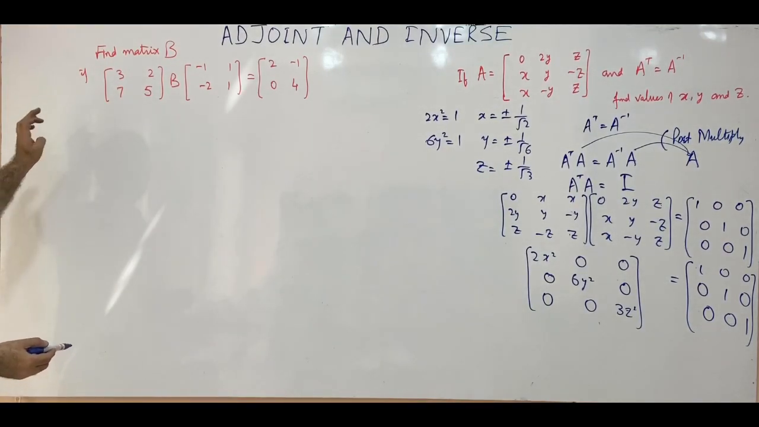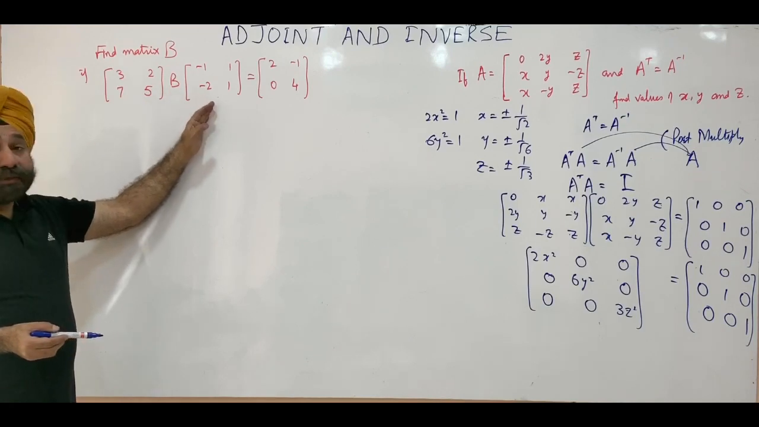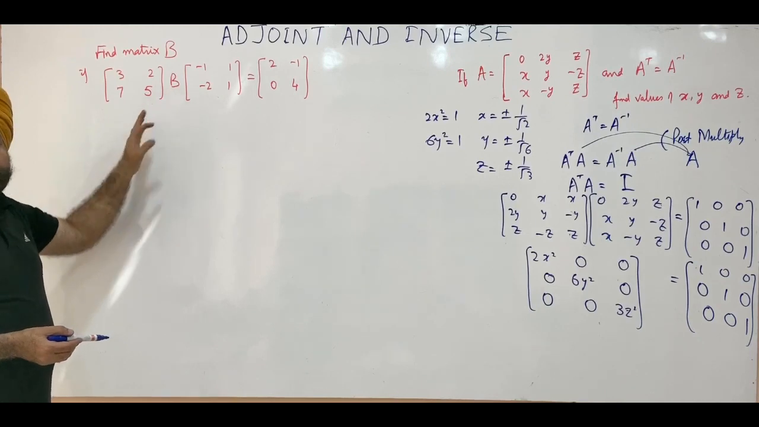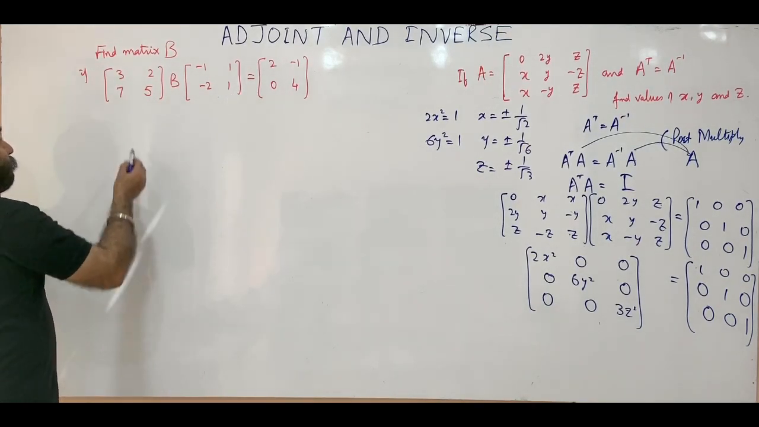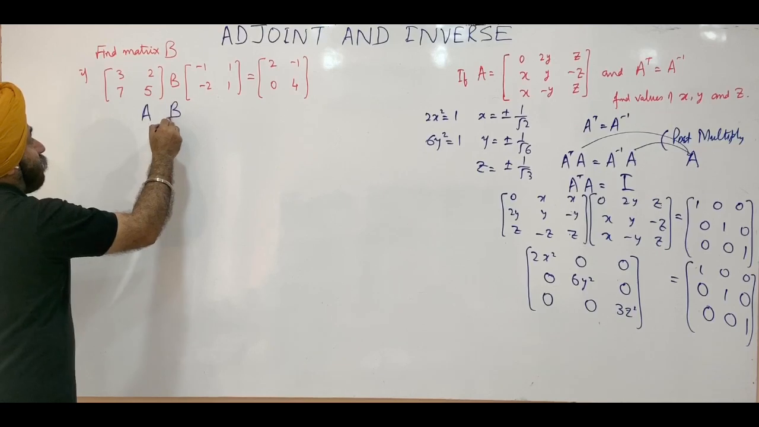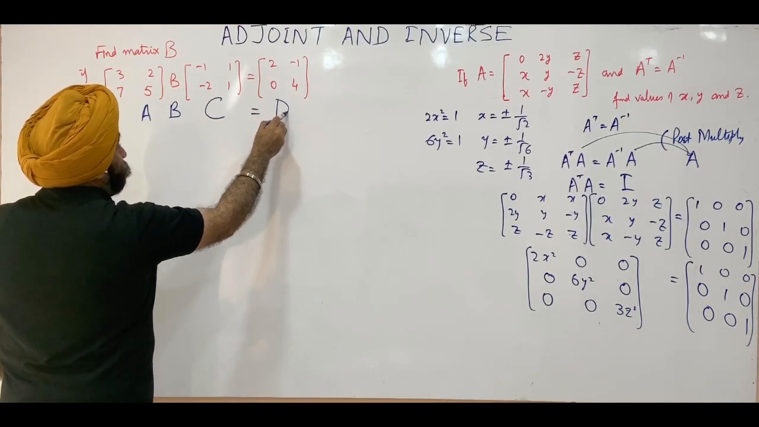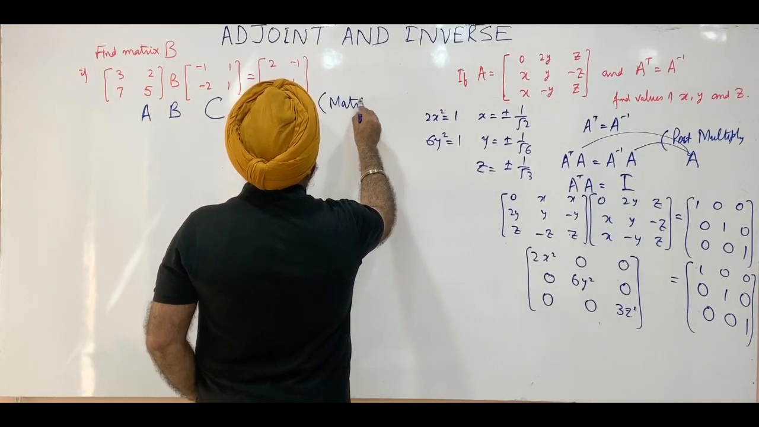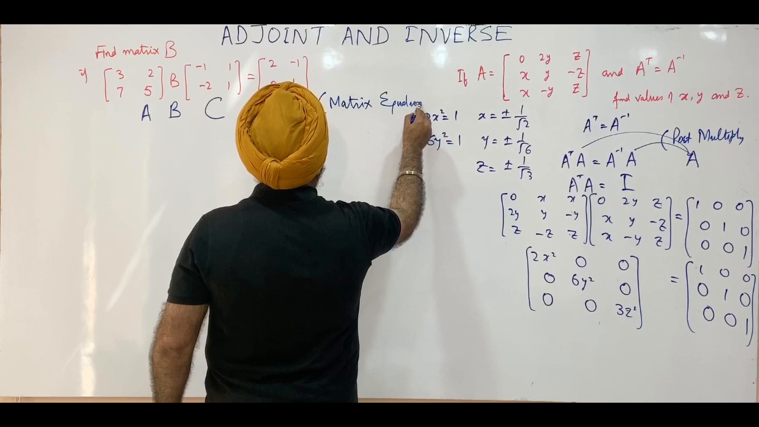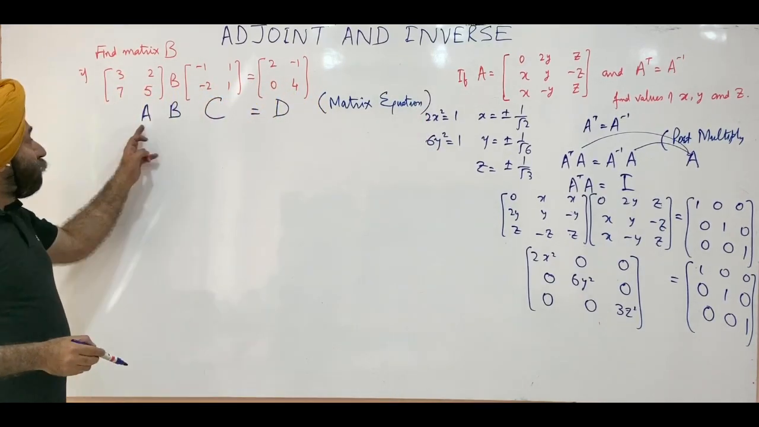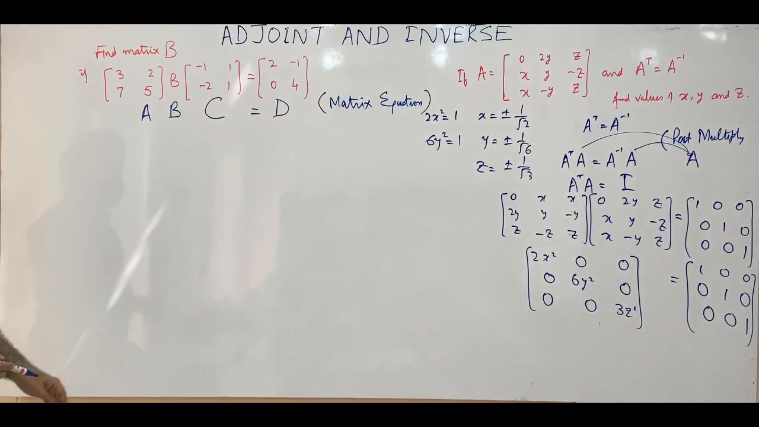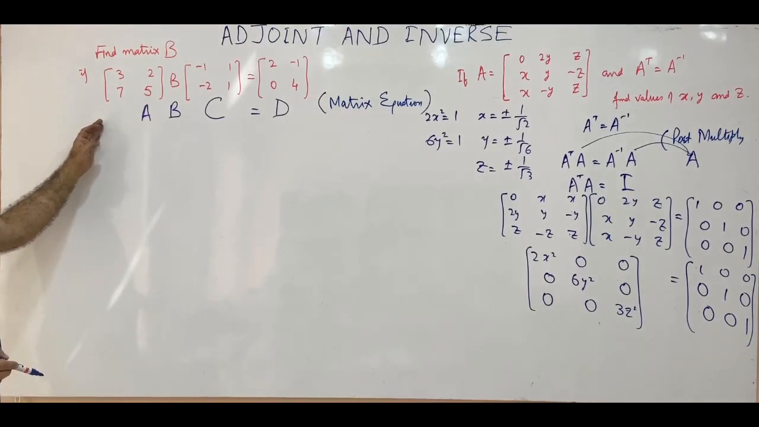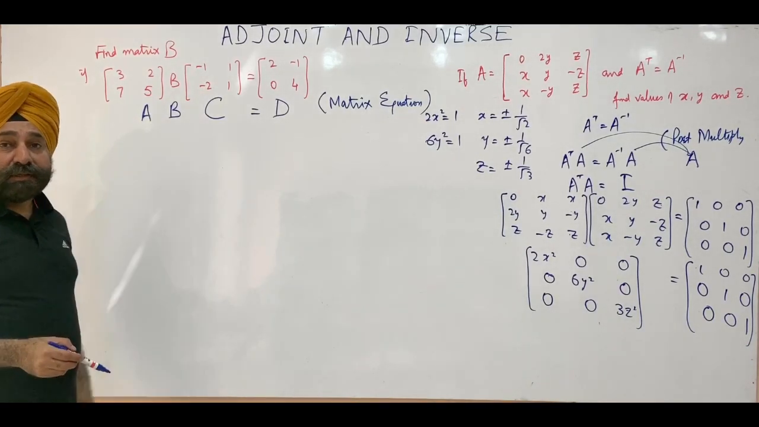Okay. We are given this matrix equation. This is equal to the right hand side. Unknown matrix B is what we have to find out. Let's say this matrix is A. We have B. Let's say this is C and this is D. So this is the matrix equation, and from this we have to find out B. We can have B if we remove A from the left hand side and also C from the right hand side.